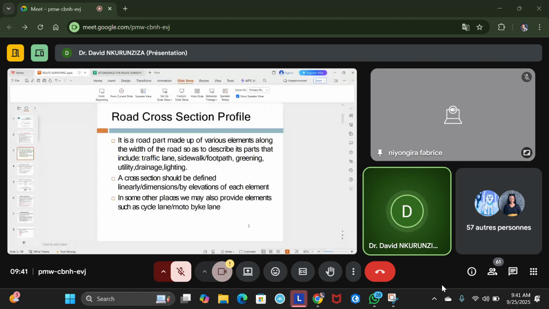And then we can also have a small space reserved for lighting. We need to have some lights on our roads for visibility and for security of the people walking, for example, during the evening time. So a road cross-section profile is a road element which is of course perpendicular to the length of the road and defines the elements from one edge to another edge of the road.